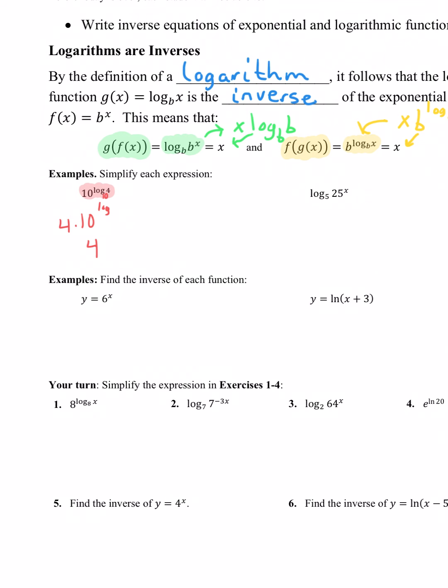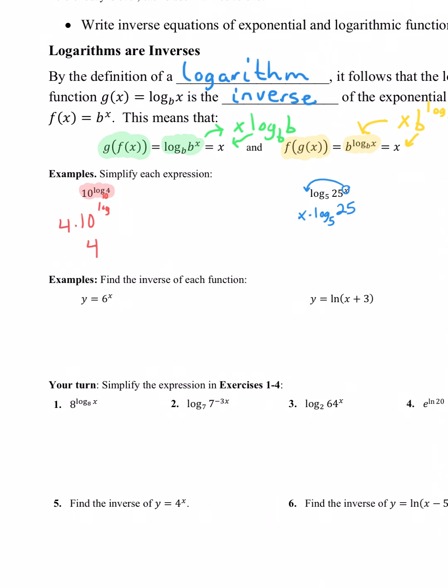The second example is going to be a little bit tougher when we're simplifying. First things first, I've got log base 5 of 25 to the x. I can move the x out front, that's the property of logarithms. That's fine. And then I have x times log base 5 of 25.